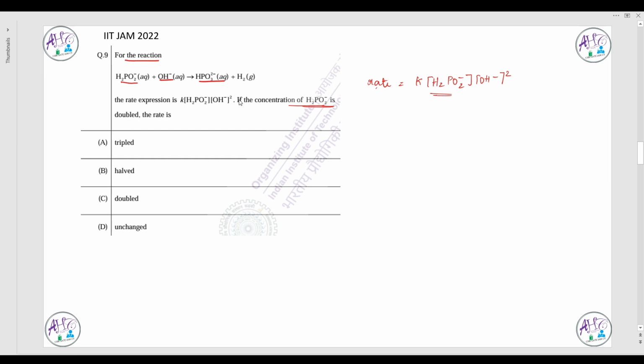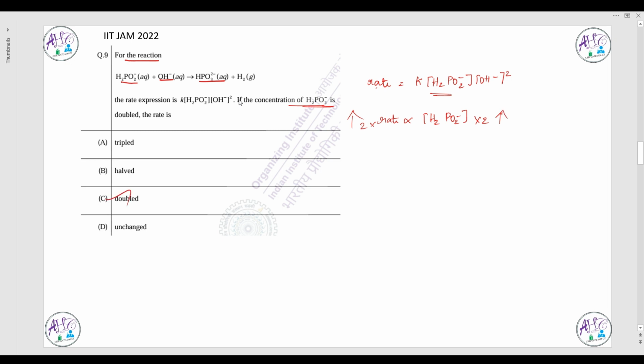Okay, so what will happen? Your rate is directly proportional to the concentration of H2PO2 minus. So now, if the concentration is doubled, what will happen? Your rate will also be double. If we multiply the concentration by 2, your rate will also increase by 2, so your rate will also double. Okay, this is one thing.